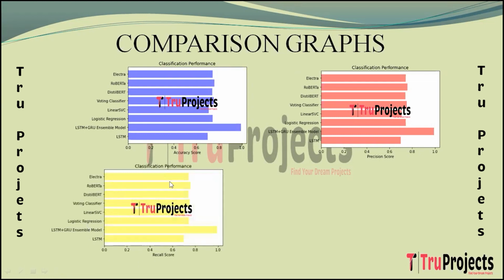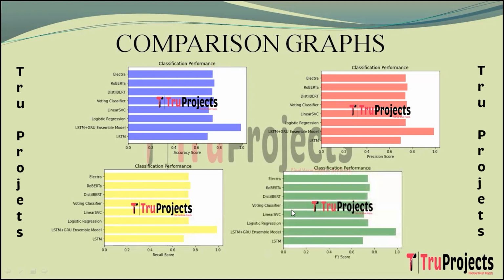This is recall scores comparison graph. In this graph on the x-axis I have recall scores and on the y-axis I have algorithm names. So recall measures the ability to identify all relevant instances, showing how many actual positives were correctly predicted.